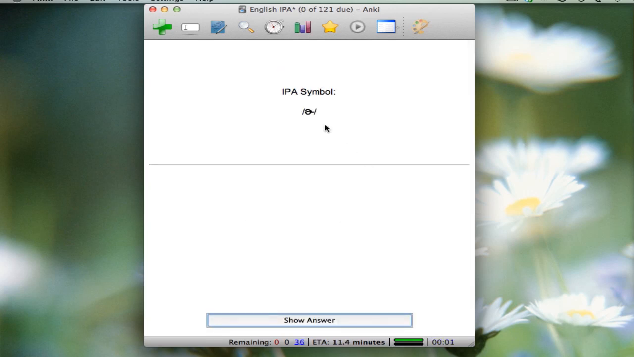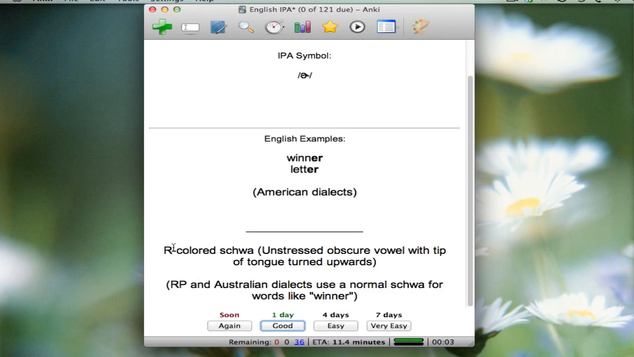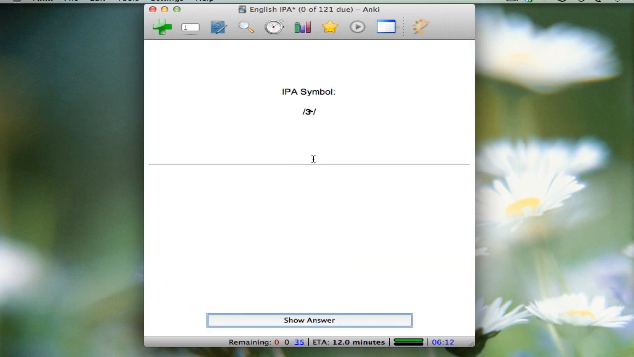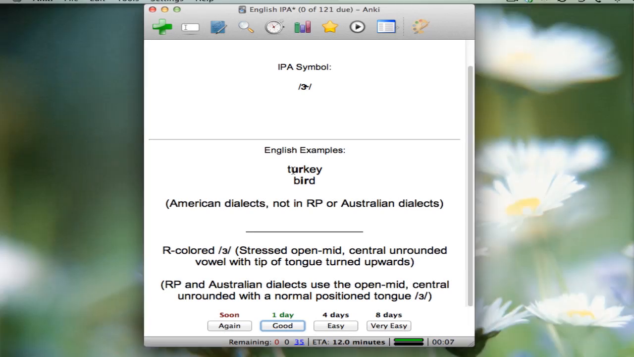This is the R-flavored schwa, or R-colored schwa, winner, letter. I've written in this is only for American dialects. In general, for British received pronunciation, you're going to have winner, letter, and they're not going to go to the R-colored sound. This is the stressed R-colored vowel. Instead of turkey, you're going to get turkey, bird. This again is a typical American sound, the R-colored vowel.